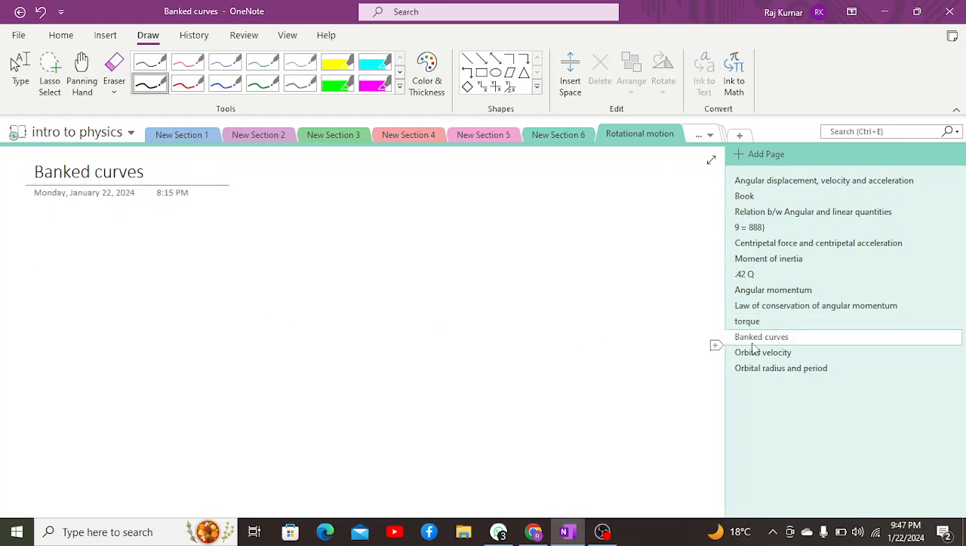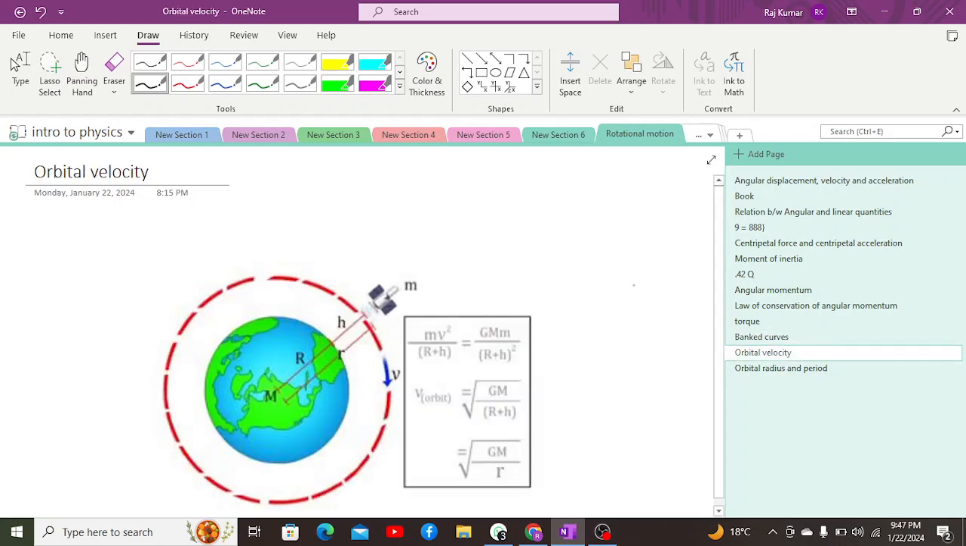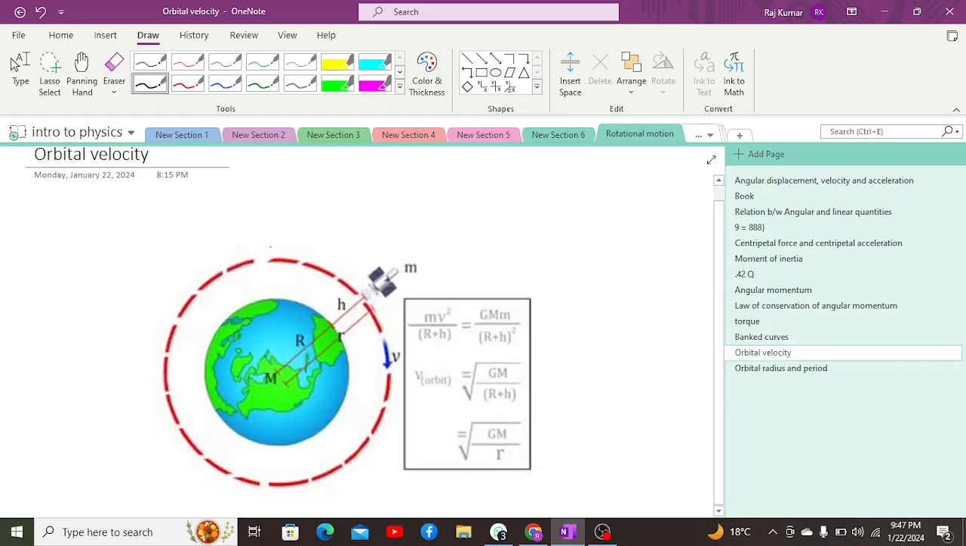Apart from which, when we discuss rotational motion, we have orbital velocity. First and foremost, it is important to understand what orbital velocity is. Orbital velocity is the velocity, first and foremost, whenever we launch a satellite.